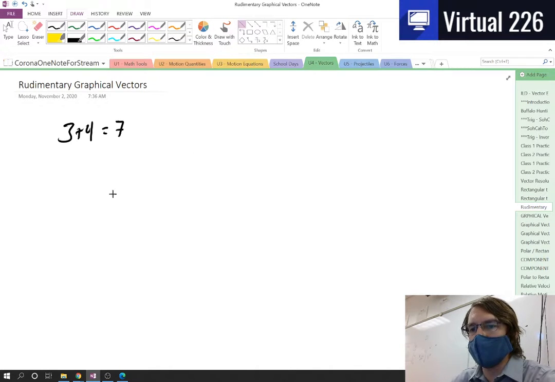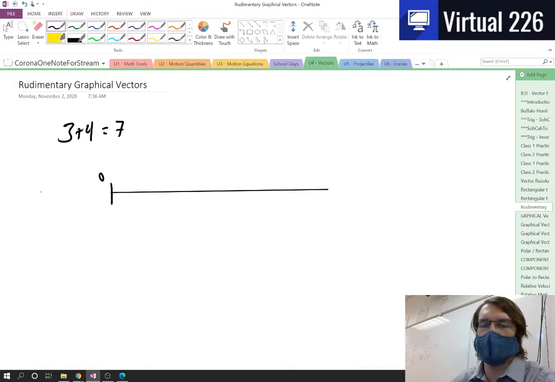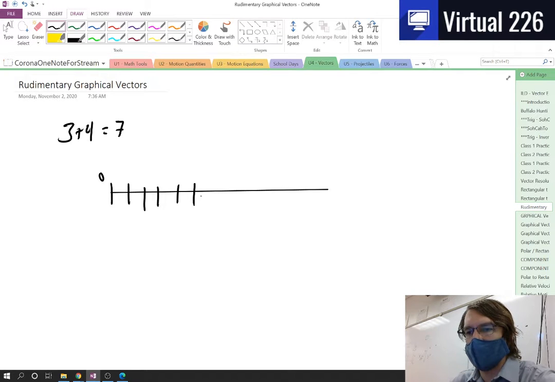When we go back to the number line from years ago, when you were learning how to count, I can start it at 0, and yes, I know it goes negative, but let's just say positive. I can go 1, 2, 3, 4, 5, 6, 7. If I do 3 plus 4, I go 1, 2, 3, and then I add 4 to that, 1, 2, 3, 4. And that takes me out to 7.